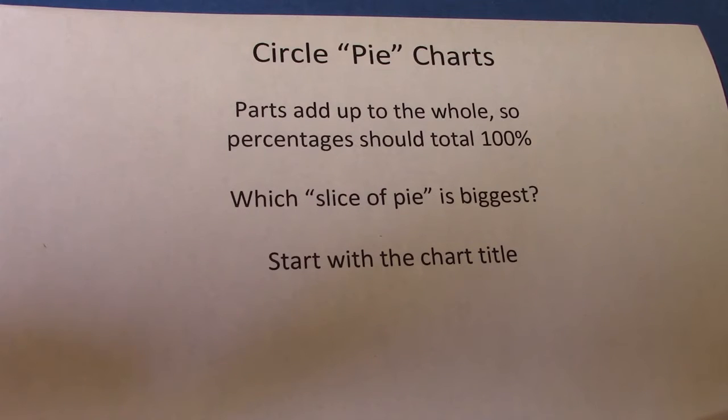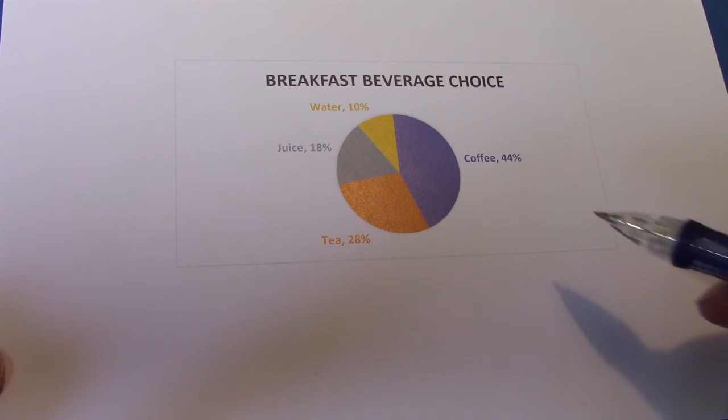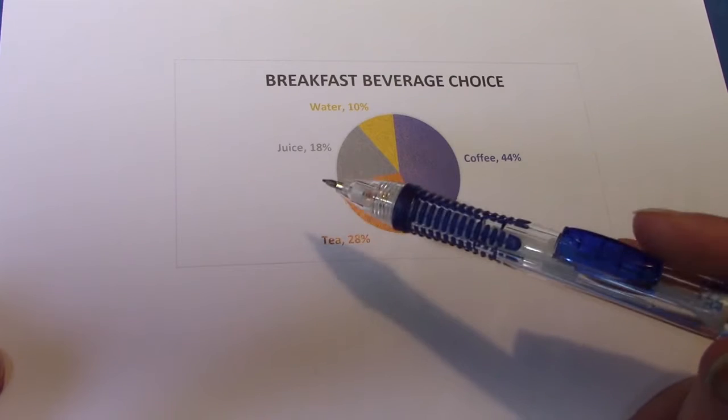Are all the slices the same size, or are some bigger than others? Who, or what category, is getting the big slice of the pie? The chart title is the first thing you should read. The chart title for this circle chart says Breakfast Beverage Choice. The title tells us that the pie pieces are going to show what some people choose to drink with their breakfast. In this example, there are 4 beverage choices: coffee, tea, juice, and water.